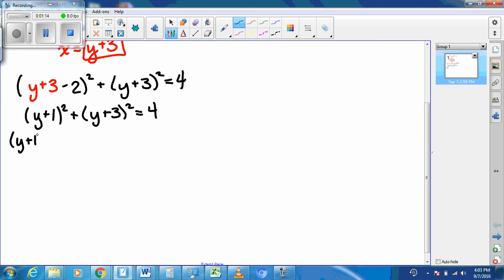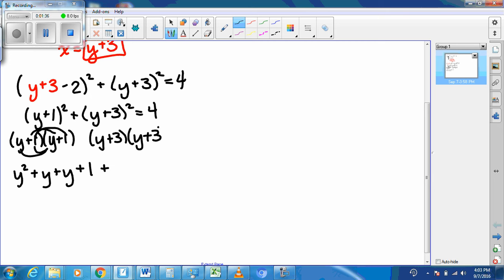So y plus 1 times y plus 1 is going to become y squared plus y plus y plus 1. There's a plus sign in the middle there. This is going to become y plus 3 times y plus 3. So I'm going to get y squared plus 3y plus 3y plus 9. And from up here, it equals 4.